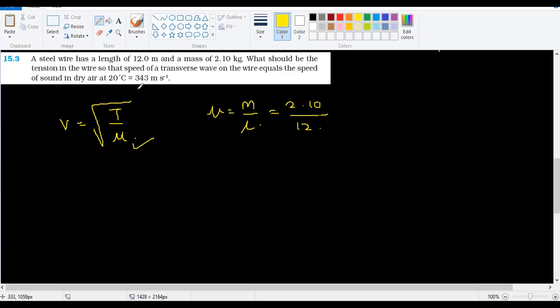Tension is what is asked. So that means this is asked. Velocity is given as 340. That's all. So do squaring on both sides and find out the T.